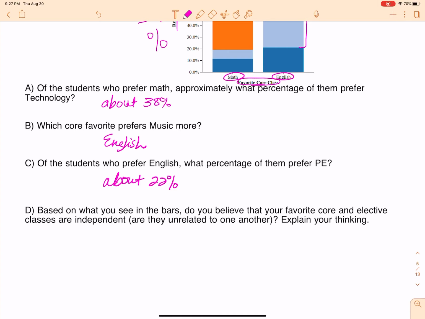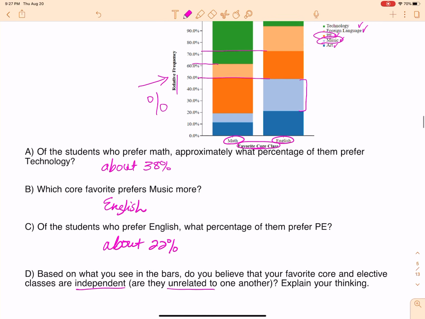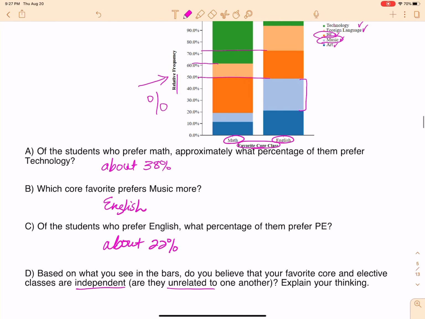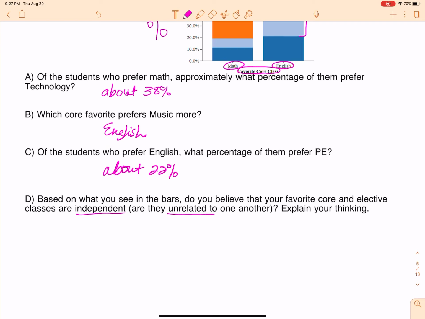So let's look at part D. Based on what you see in the bars, do you believe that your favorite core and elective classes are independent of each other? In other words, are they unrelated to each other? Explain your thinking. Well, I want you to think about this. In general, does it look like math and English core favorites have a different percentage for certain things? Well, yes. So there's the answer to your question. It looks like your favorite elective class and your favorite core class do definitely have a relationship to each other, which means they would not be independent.